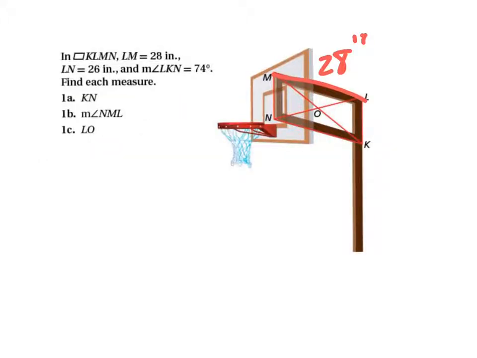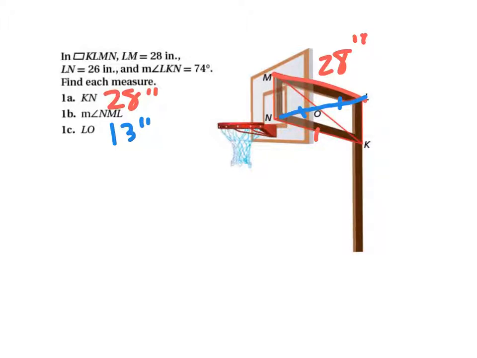So since LM is 28 inches, the side opposite, since it's a parallelogram, is congruent to that. So KN is also 28 inches. The diagonal LN is 26 inches. Since we know that diagonals bisect each other, that would mean that LO is congruent to ON. And so if they add to 26 inches, they have to be 13 inches each. You would cut that in half.